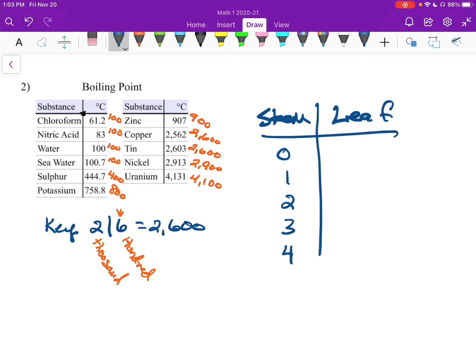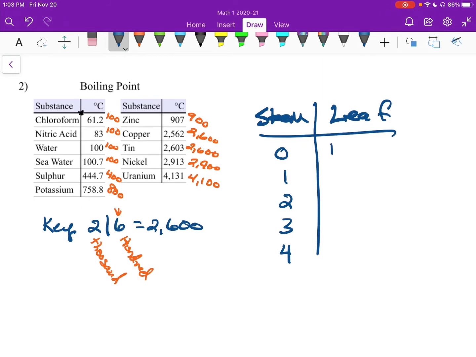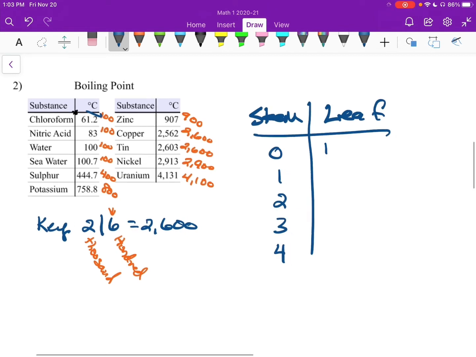Now for the leaves, I just write what is the hundreds place for each one. So starting with 100, well, that's a 1, obviously. I'm going to put a little check next to that one so that I know I've already done it. The next 100 is another 1. Then we have another 1, another 1, and then we have a 400, so 4, 800, and then 900. Now we've gotten to the end of the no thousands, the 0 thousands.